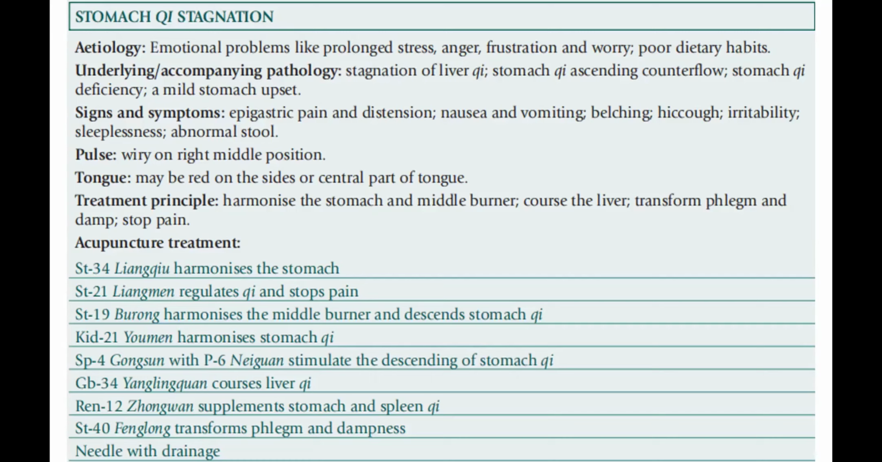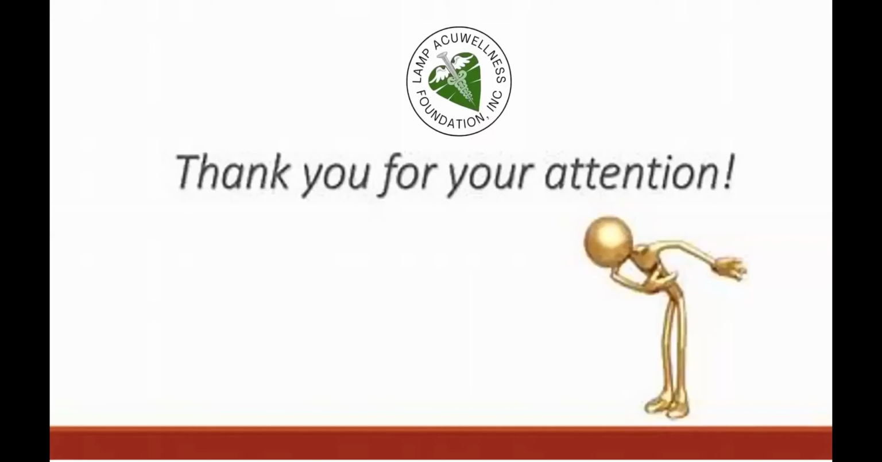pain, Stomach 19 to harmonize the middle burner and descend stomach qi, Kidney 21 to harmonize stomach qi, Spleen 4 and with Pericardium 6 to stimulate the descending of stomach qi, GB34 courses the liver qi, Ren 12 to supplement stomach and spleen qi, Stomach 40 to transform phlegm and dampness, and we needle all with drainage.